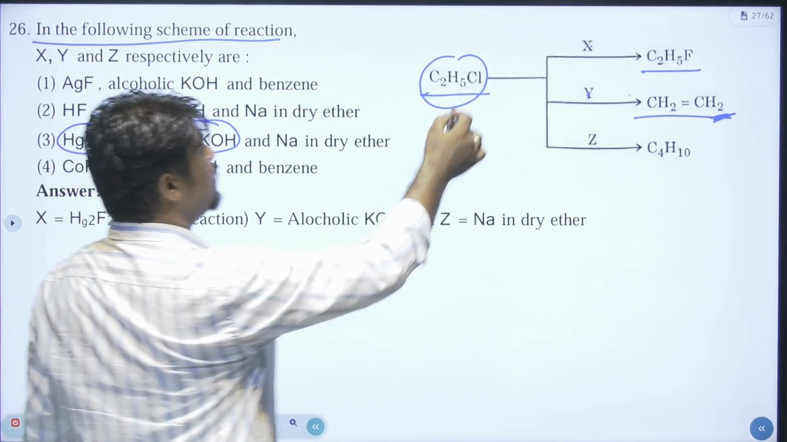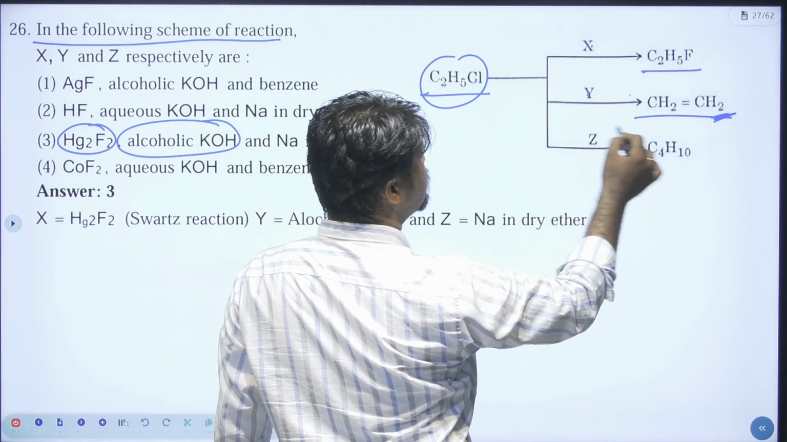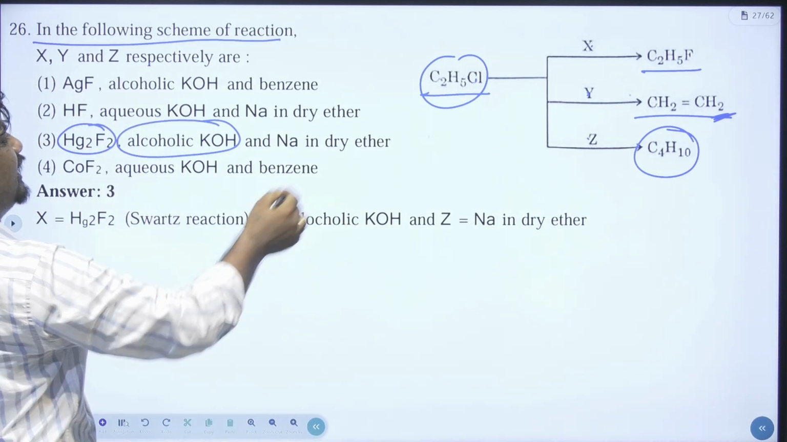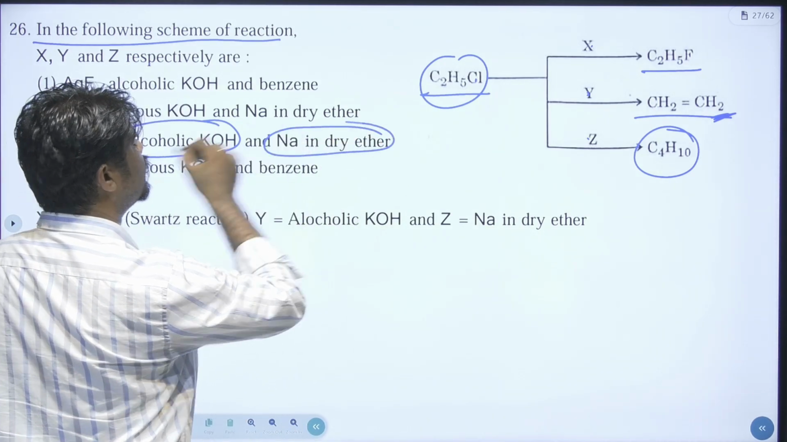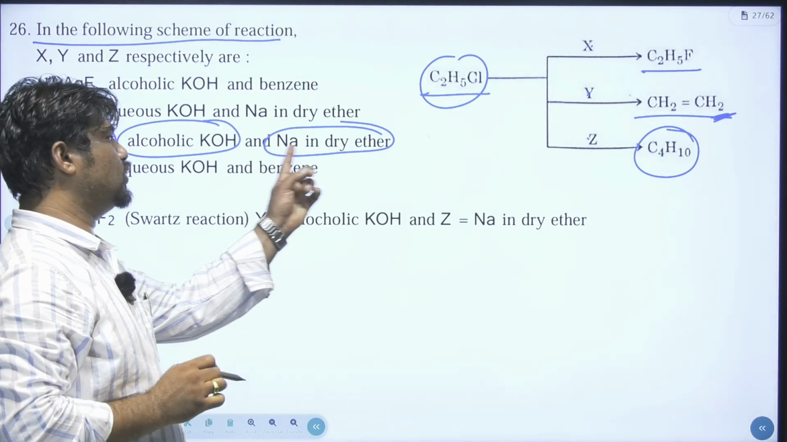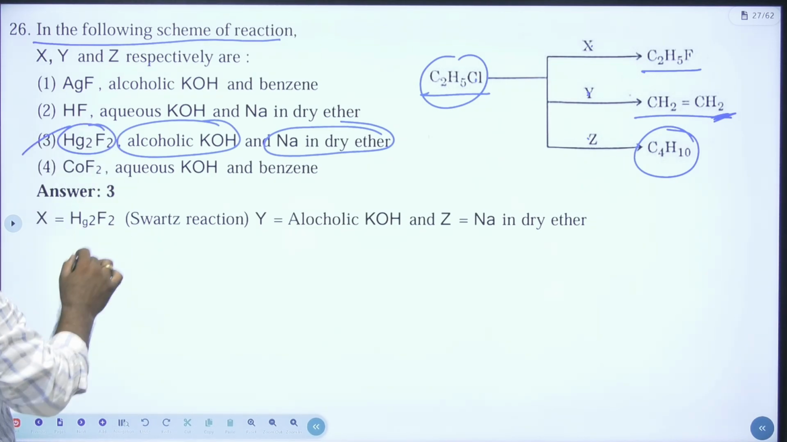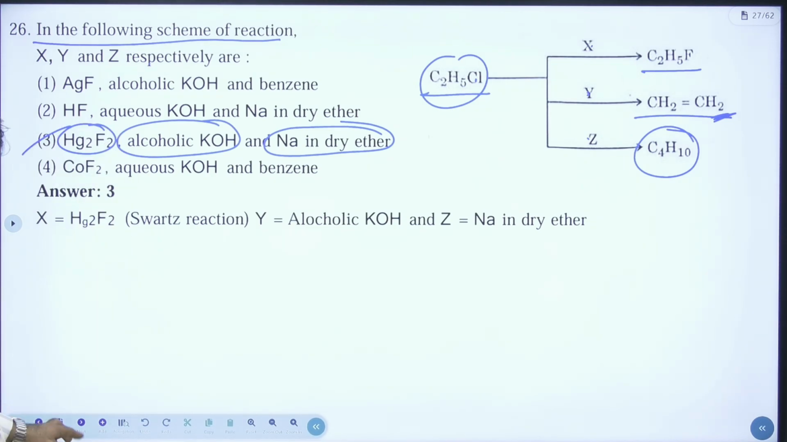Next, the chloroethane is reacted with Z, it gives C4H10. For that one, it is Wurtz reaction. So to carry out a Wurtz reaction, I will take sodium in dry ether. So the third is the right option. Go to the next question.